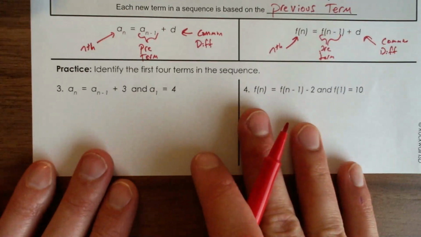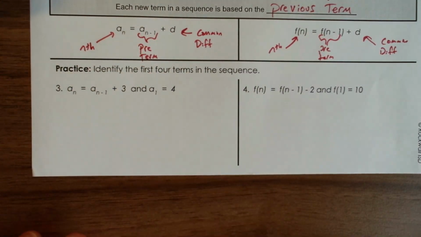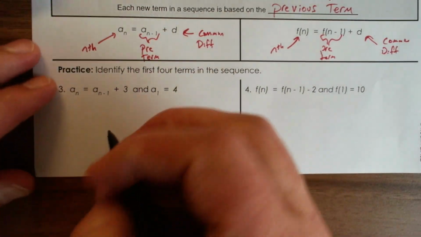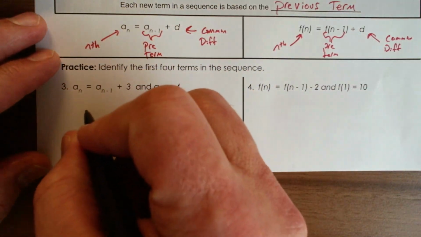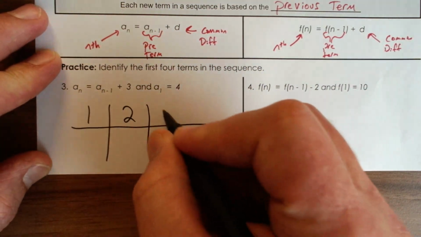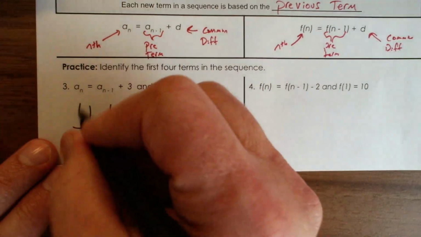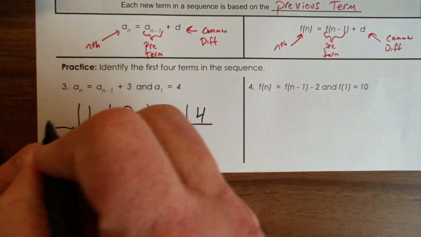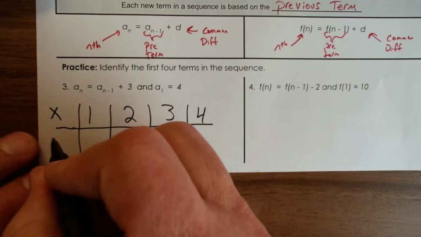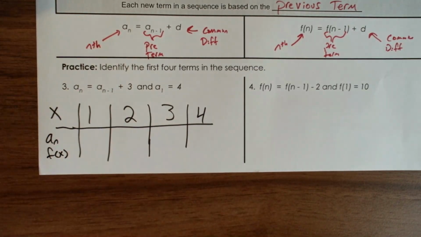So here's often how it's going to be given to you. It's going to be given to you as identify the first 4 terms in the sequence. The first thing I'm going to do, it wants the first 4 terms in the sequence, so I'm going to make a table. 1, 2, 3, 4. Because I want my first 4 terms of the sequence. And again, remember, these are my inputs, a sub n or f of x. These are my outputs.